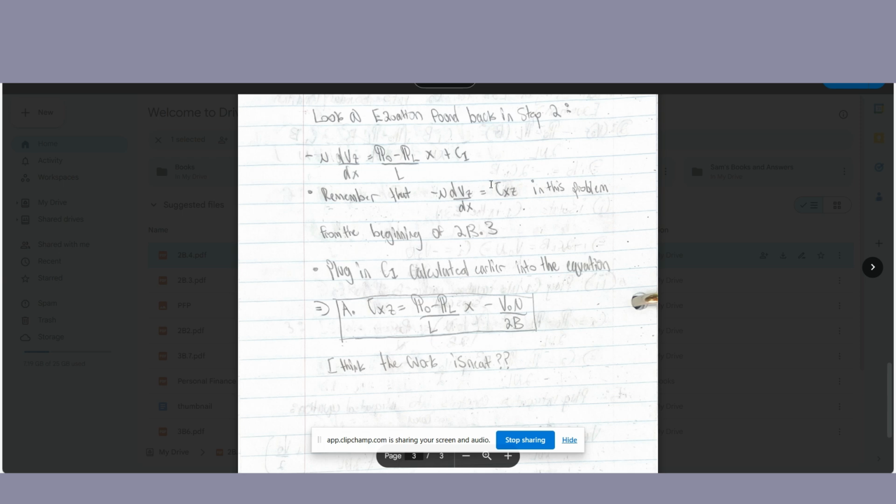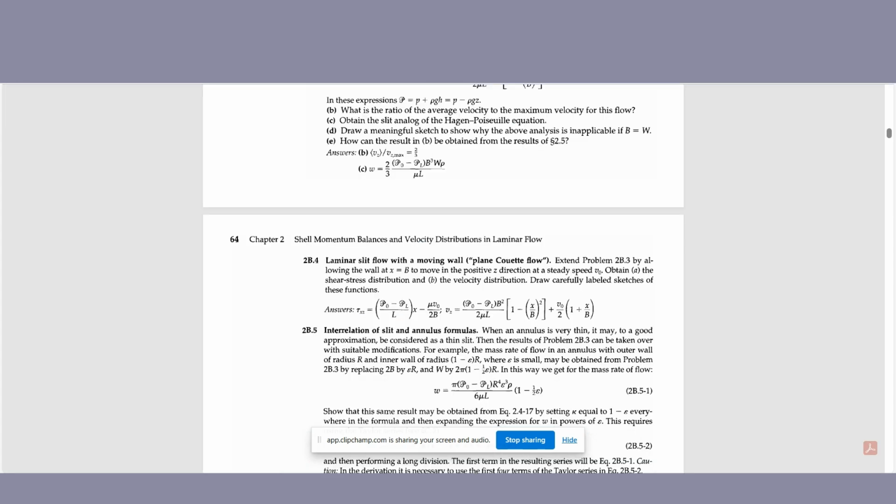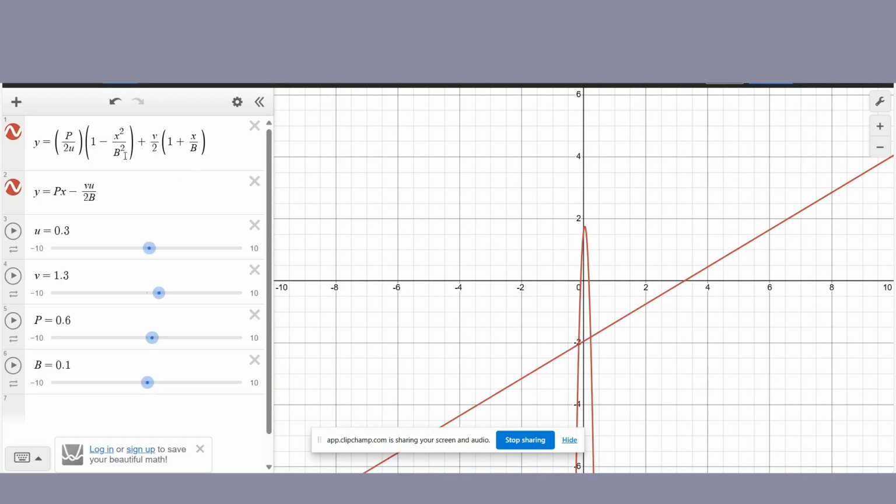All right, so now it asks, draw carefully labeled sketches of these functions. I just did it in Desmos. This is velocity, and this is the shear stress. So yeah, P represents P0 minus PL over L, U represents viscosity, and V represents V0, and everything else is pretty self-explanatory, so I guess I could just mess around with this.